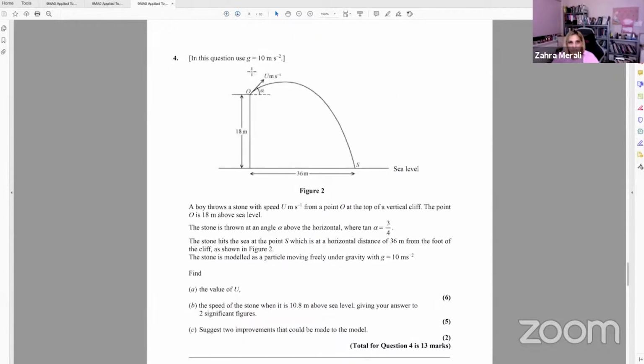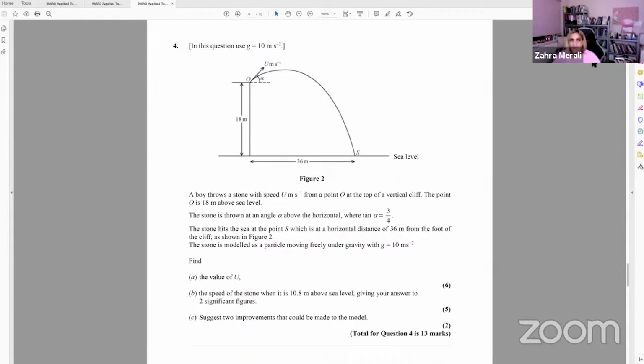Right, question 8. In this question, use g as 10. A boy throws a stone with a speed u. The point is 18 meters above. Then it hits 36. Again, this is the same. They all are the same. s equals ut plus a half at squared. But let's go through the process.